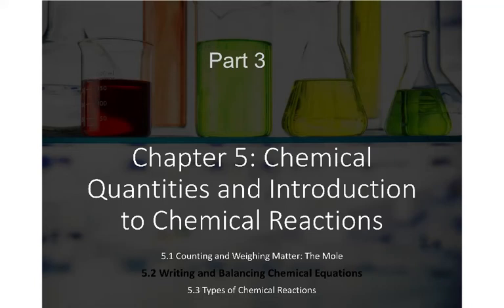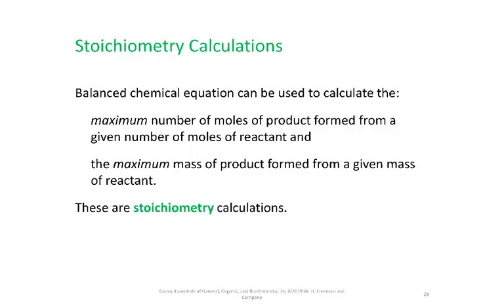We're going to be now talking about stoichiometry and using balanced chemical equations to do some calculations. Stoichiometry is the name of this, and I've hinted at this already a little bit. This is going to be using balanced chemical equations to calculate, say, the maximum number of product formed from a given amount of reactant, or even the maximum mass of product given mass of reactant.